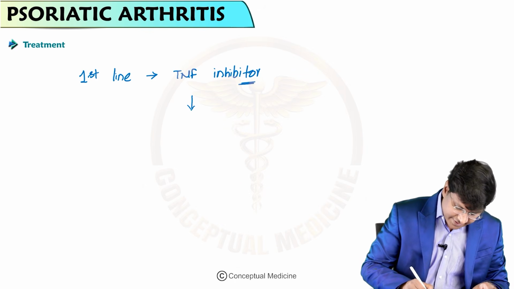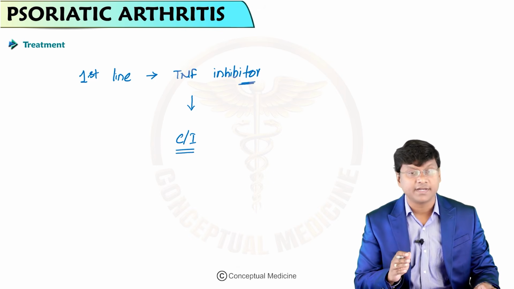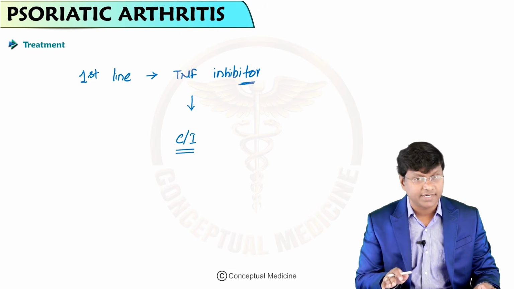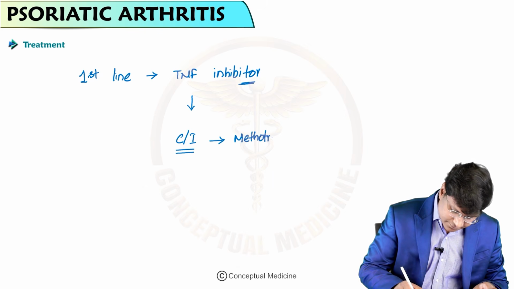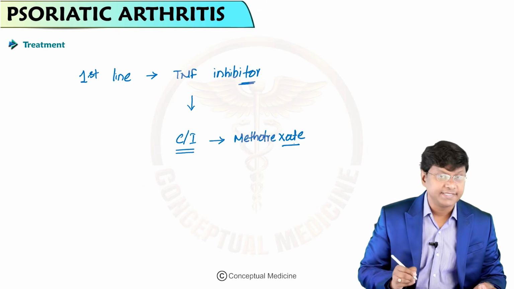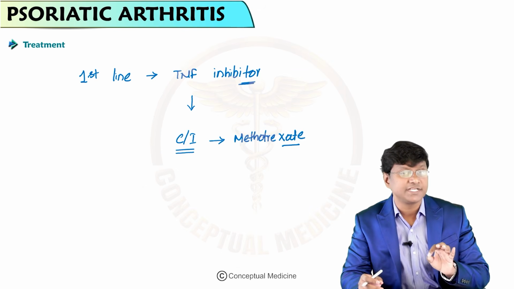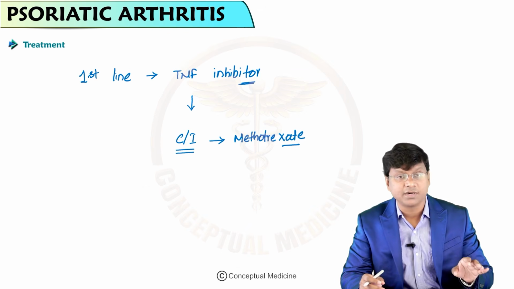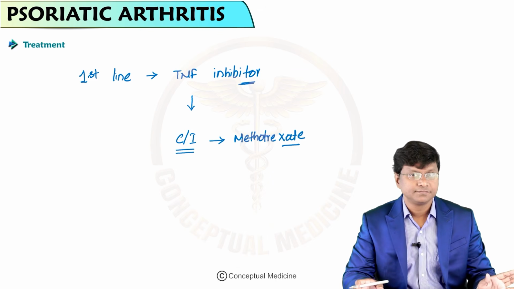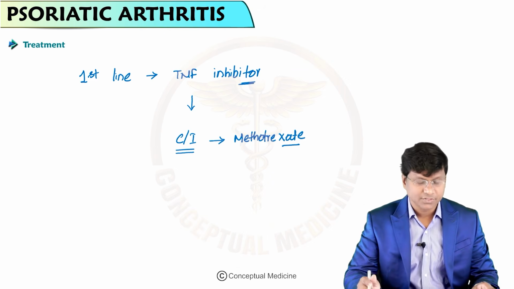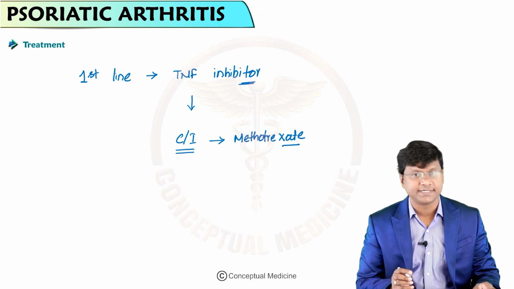Now, if the TNF inhibitor is contraindicated or not tolerated, then you need to give methotrexate. This methotrexate is very effective if the TNF inhibitor is contraindicated, and it should be given along with folate or folinic acid. So that is about the treatment in patients with psoriatic arthritis.